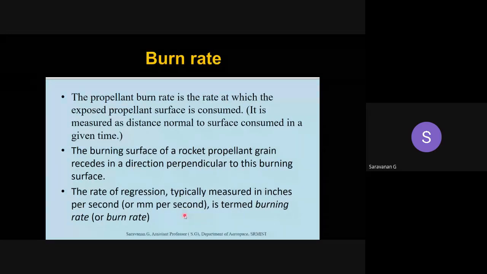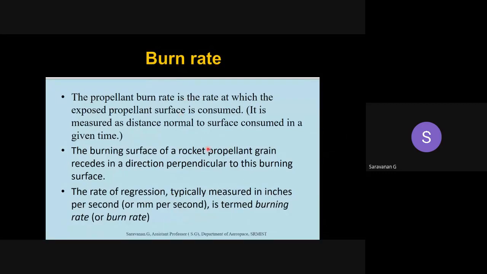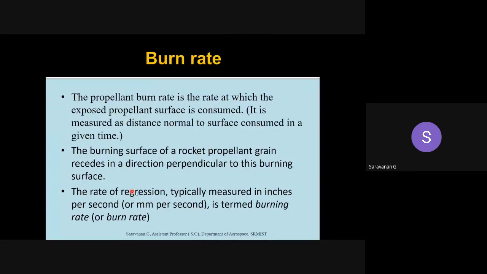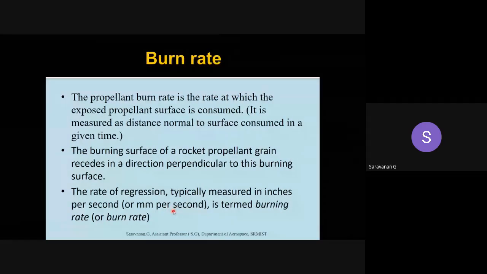So this is the regression rate, or burning rate. As I told earlier, the burning may be of three different types: progressive, regressive, and neutral burning. The rate of regression, or burn rate, is typically measured in inches per second or millimeters per second, and is also known as the burning rate. It is somewhat like the velocity of flow of any fluid.